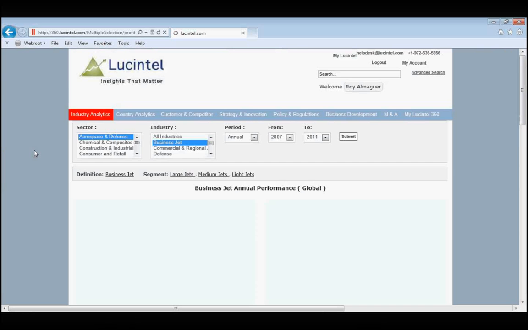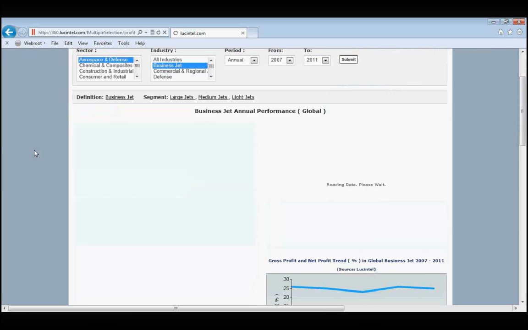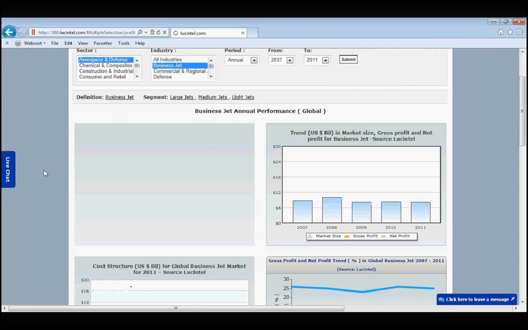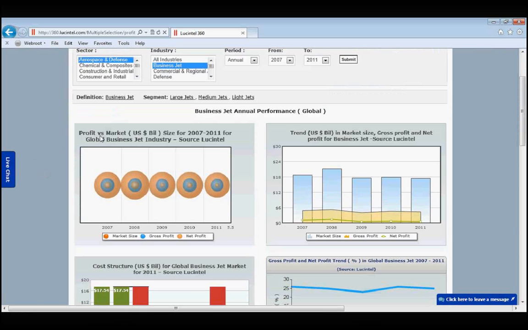So one of the great features about this is when you're looking at profit information, we'll give you profit versus market size for 2007 to 2011. We'll give you the trends in the market size. If you wanted to look at, let's say, strictly market size and forget about gross profit and net profit, you simply deselect these two, and it will give you what the market size is, and vice versa if you wanted to know what just the gross profit is or what the net profit is, or you can see all three.